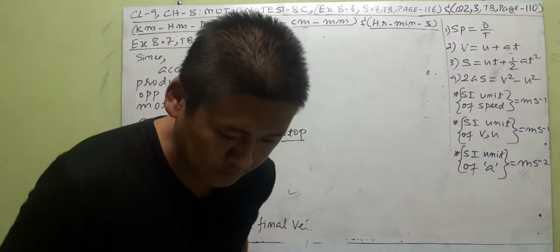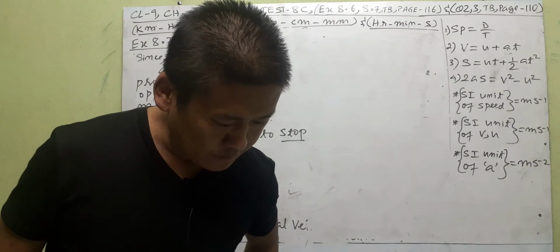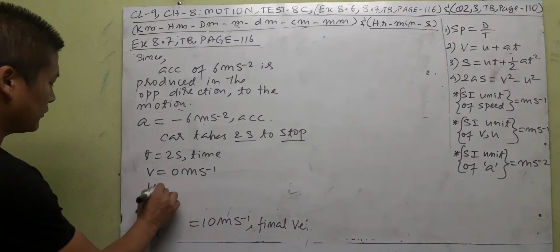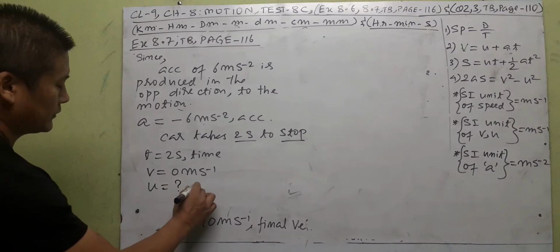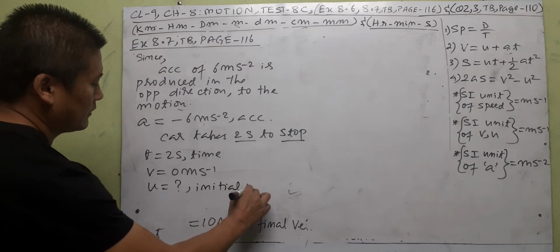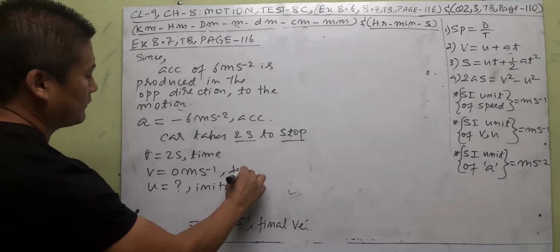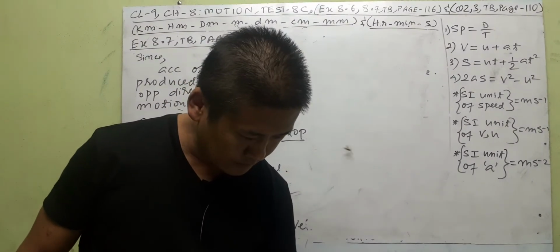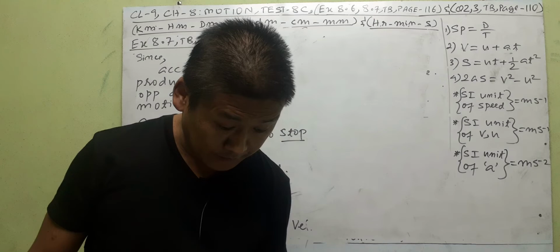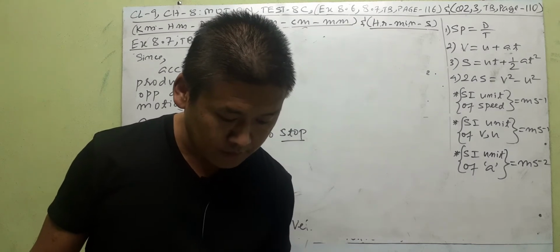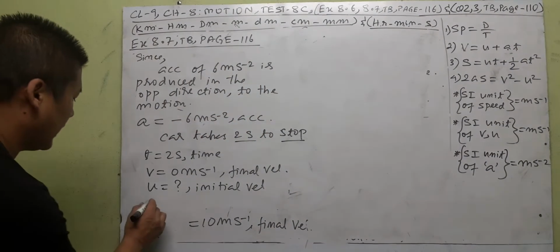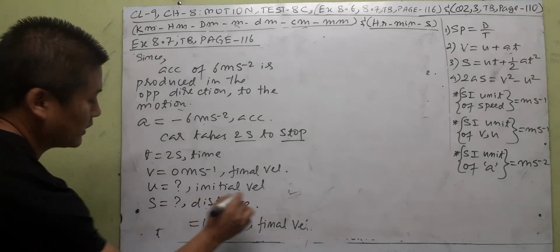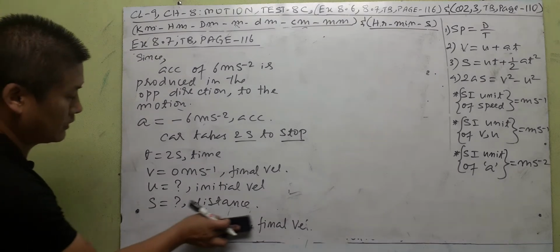Okay, so calculate the distance traveled during this time. We have no information about the initial velocity. u is equal to question mark is the initial velocity. This one is the final velocity. So the question is saying calculate the distance traveled during this time. So we have to write s equals question mark, the distance traveled that we don't know yet. So here we have to find s.